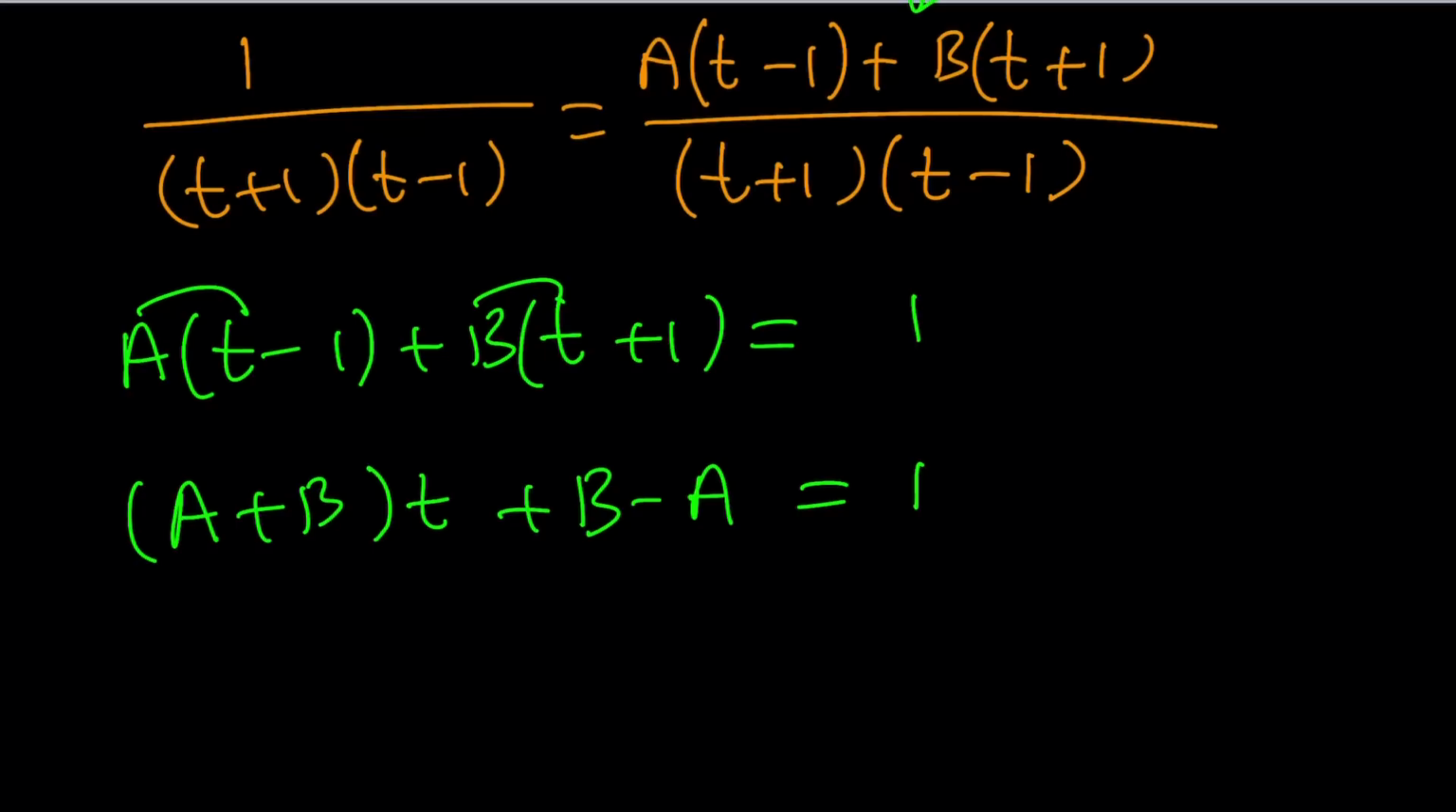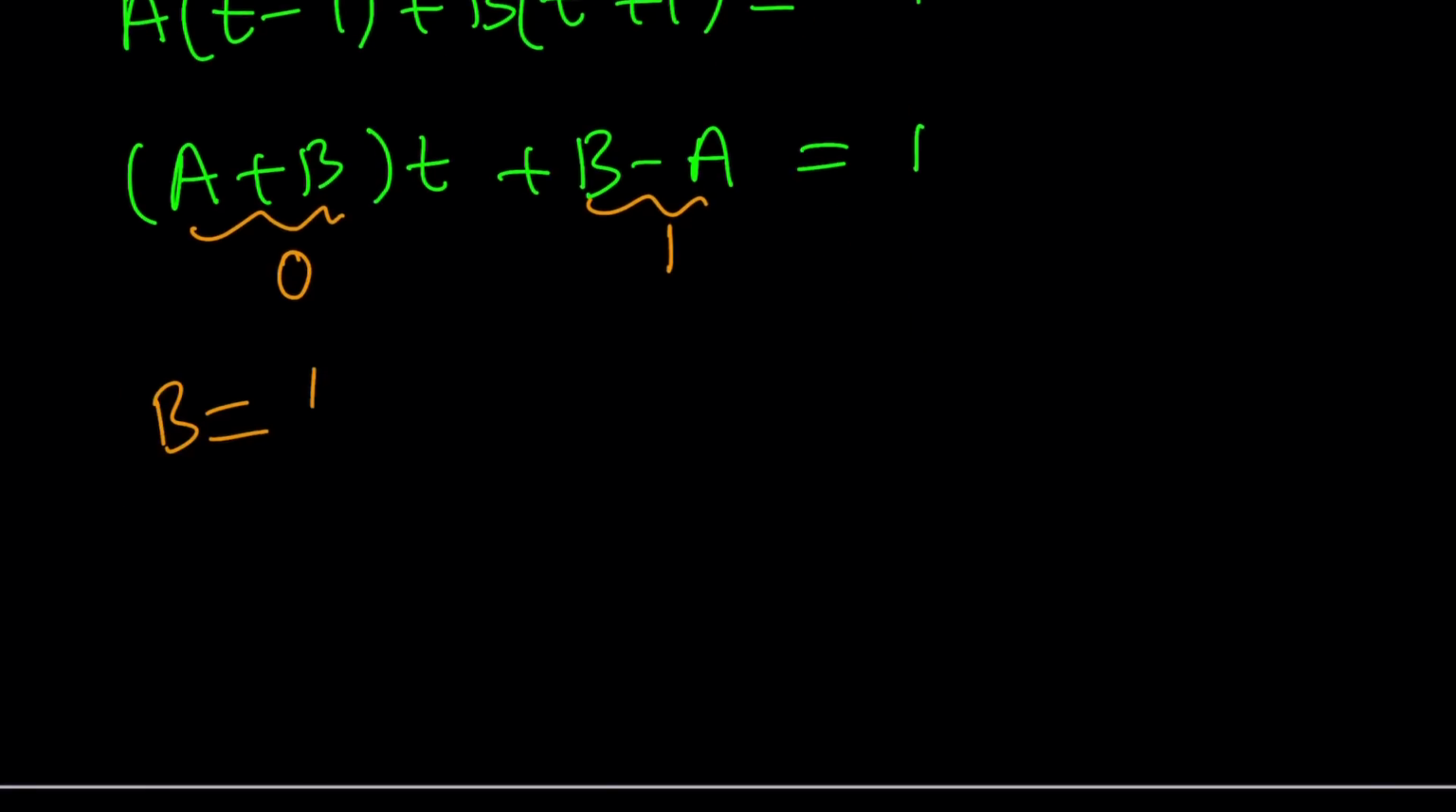Anyways, it's not polynomial, it's rational, so it shouldn't be an issue. So now, when you look at this, you should be thinking, okay, the coefficient of t is a plus b, but there's no t on the right hand side, so this should be 0 and this should be 1. From here, b becomes 1/2 and a becomes negative 1/2.